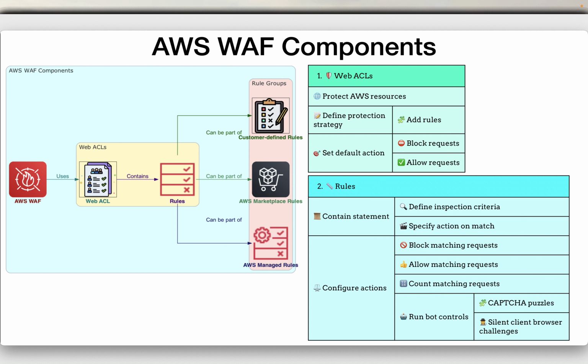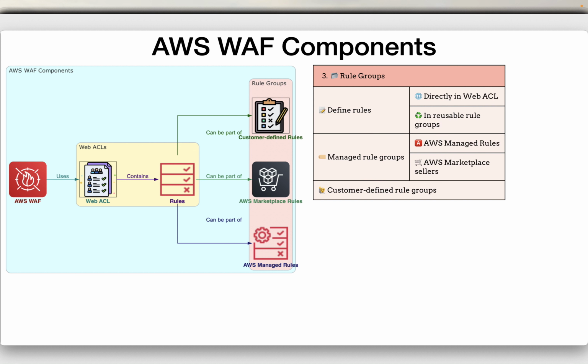Next is rules. Each rule contains a statement that defines the inspection criteria and an action to take if a web request meets the criteria. When a web request meets the criteria, that's a match. You can configure rules to block matching requests, allow them through, count them, or run bot controls against them that use CAPTCHA puzzles or silent client browser challenges.